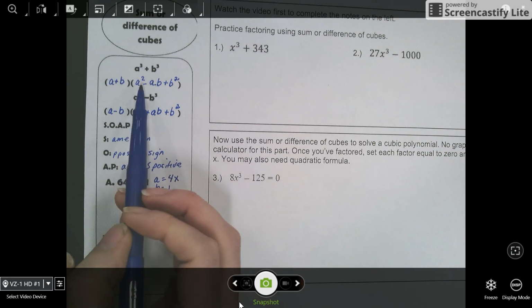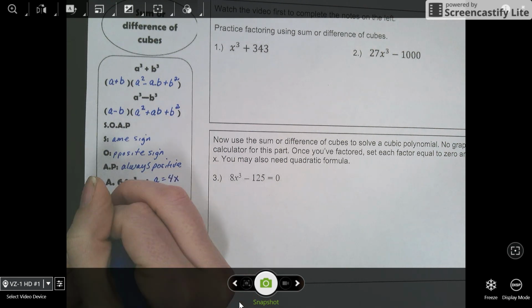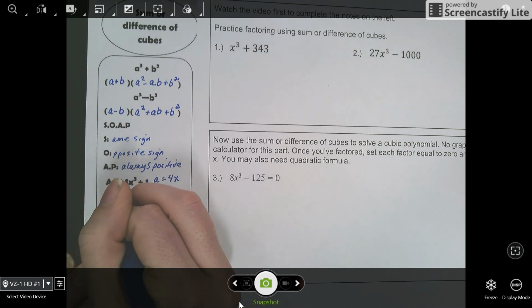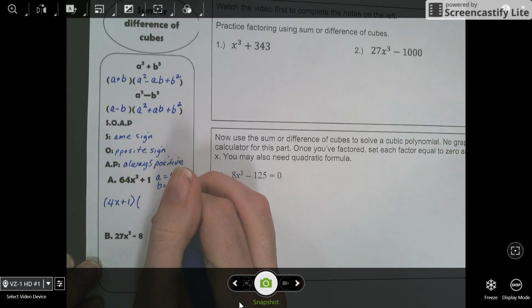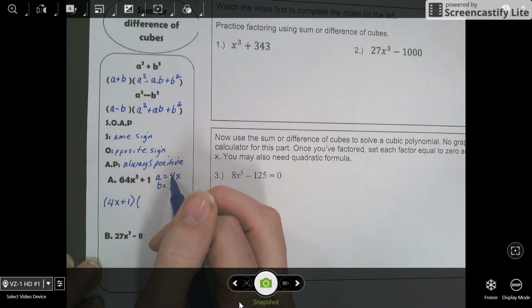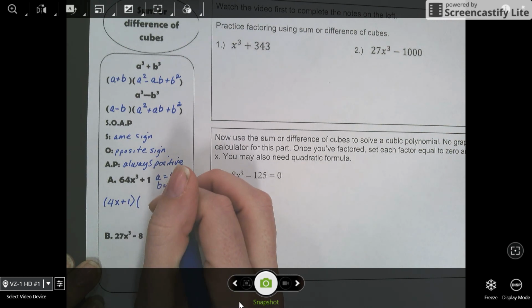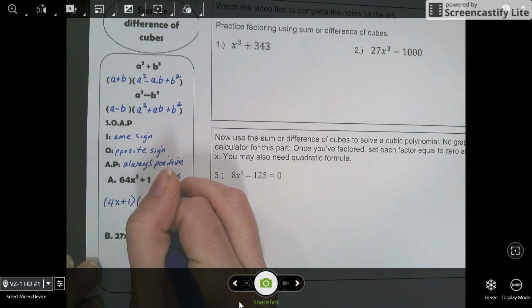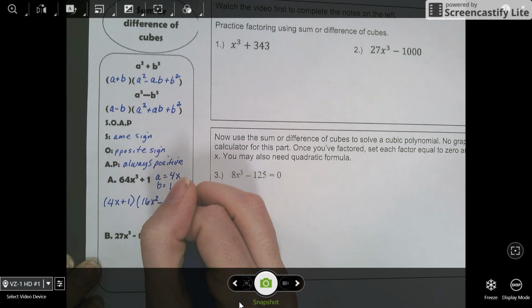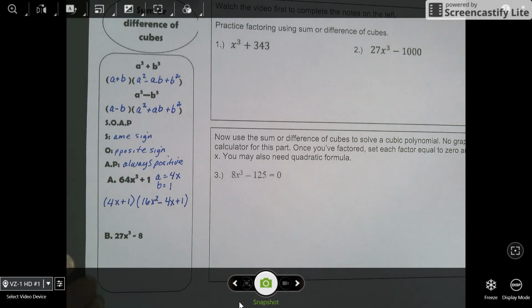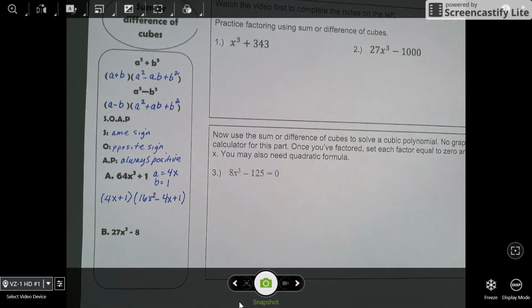So when I sub this in here, I'm going to have 4x plus 1 times, now here's where it's a squared, so this is going to be 4x squared, which, 4 squared is 16, so 16x squared, opposite sign, so a times b is 4x, and then b squared, which is just 1. So that's what you get when you factor that. So be careful, especially here where you're doing the a squared, that you're actually squaring that correctly.